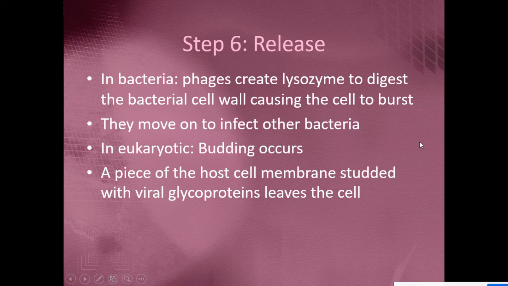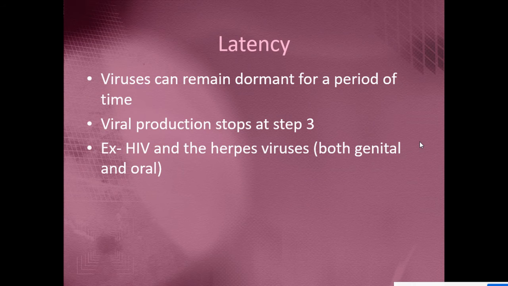Step 6 is the release. In bacteria, the phages are going to create lysosomes to digest the bacterial cell wall, causing the cell to burst. They're going to move on to infect other bacteria. In eukaryotic cells, budding is going to occur. So a piece of the host cell membrane is going to be studded with these viral glycoproteins, and it's going to leave the cell.